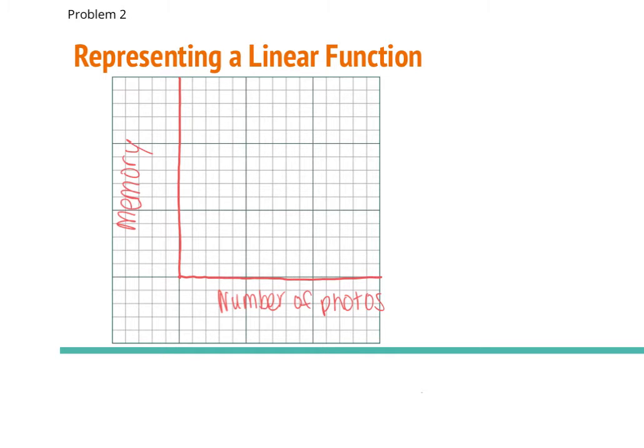Okay, so our dependent variable is the memory and our independent variable is the number of photos. Okay, so let's go ahead and put 0 here. Here's 1, 2, and then 3. And that's what we're going to use to plot it.